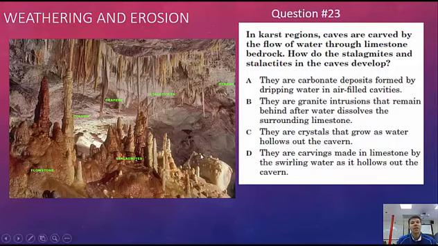And how are they made, though? They are just mineral deposits. As the water is eroding the cave and making the cave bigger and bigger, sometimes the water drips and it has some very mineralized water, and that drip evaporates away and it leaves the minerals behind, and they just keep getting a little bigger and a little bigger every day. So A, they are carbonate deposits formed by dripping water in air-filled cavities.